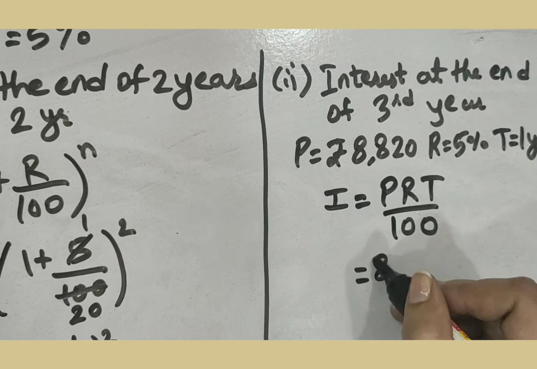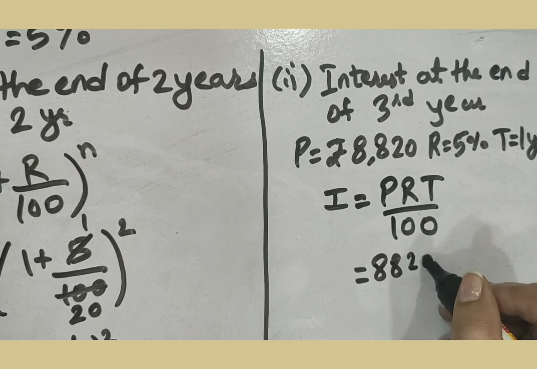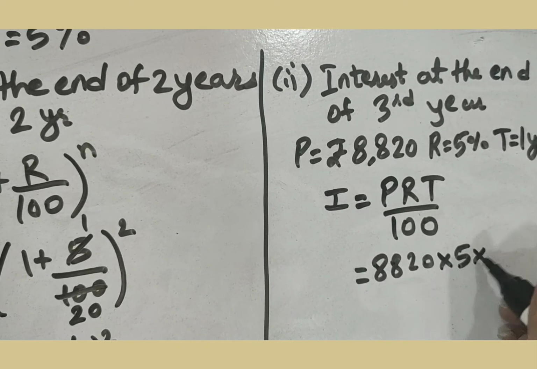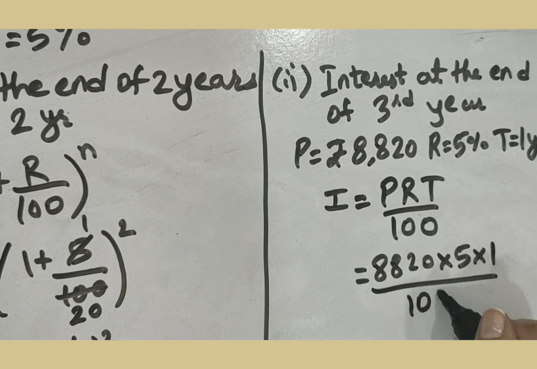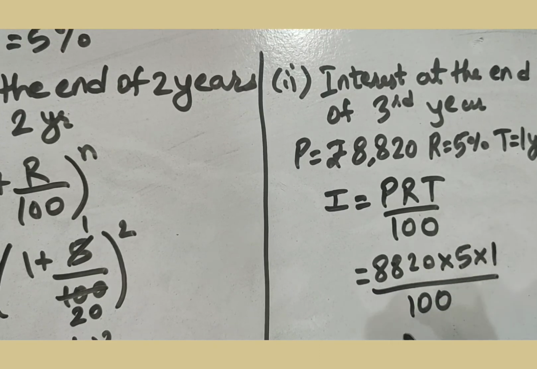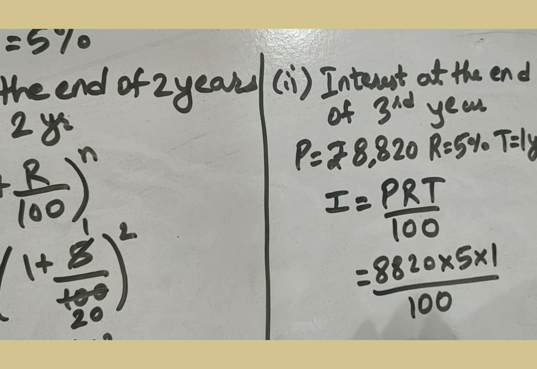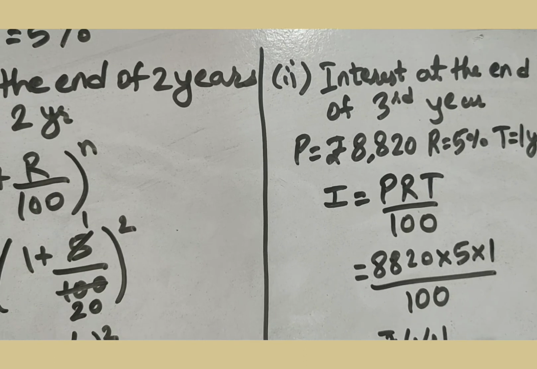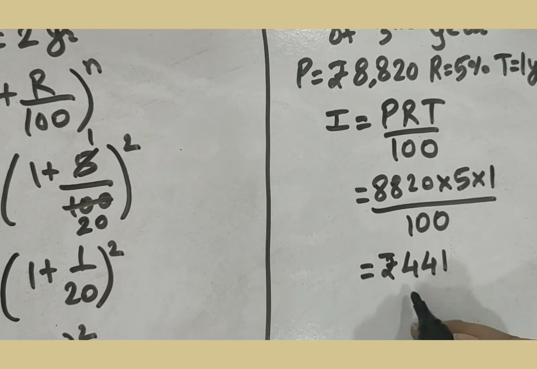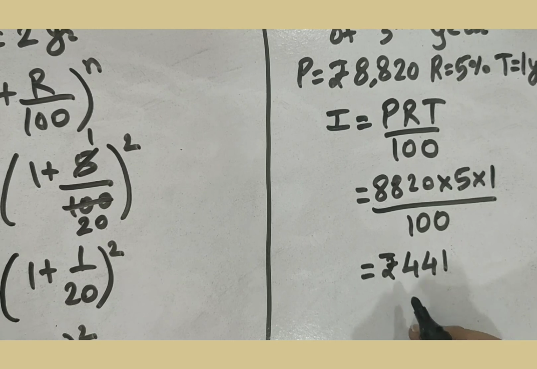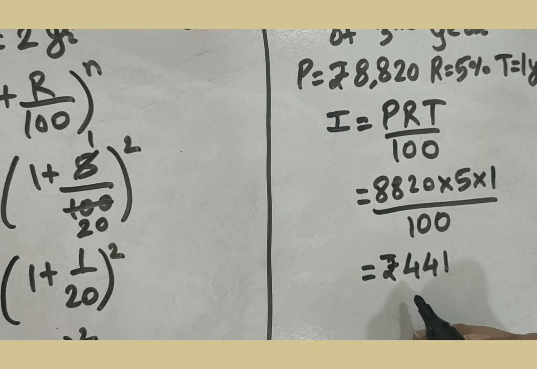So that will be equal to 8,820 multiplied by 5 multiplied by 1 upon 100. So again I will do all cancellations. After cancellations I will get rupees 441. So that is the interest, 441, that is the interest which she will get at the end of the 3rd year.